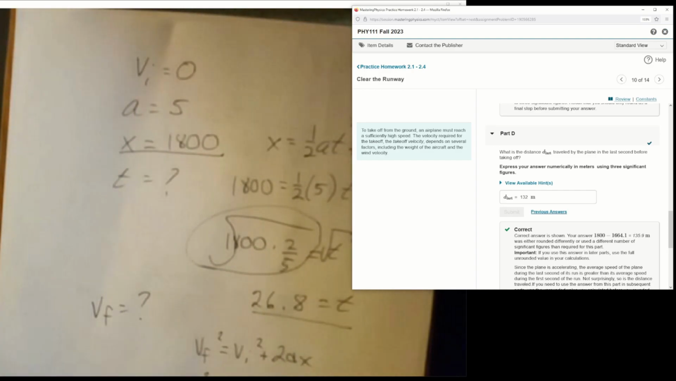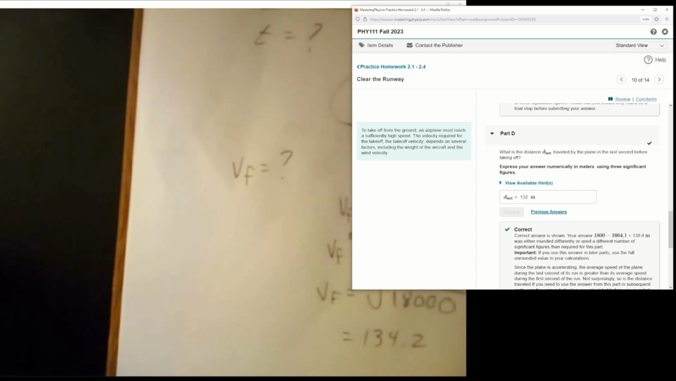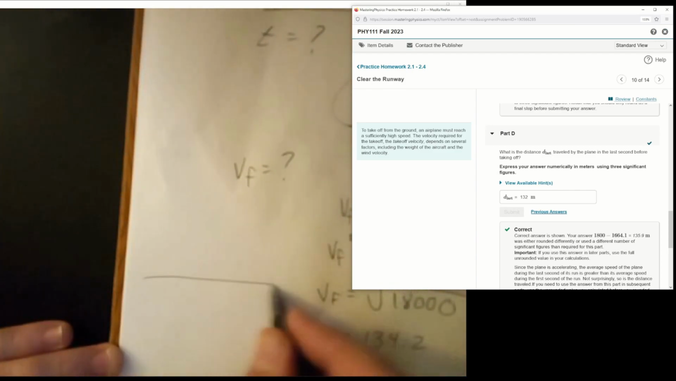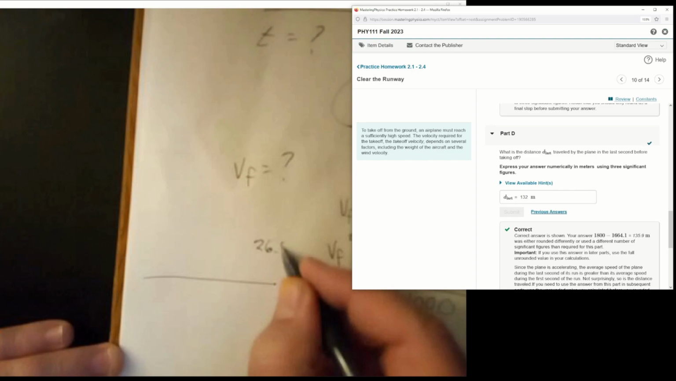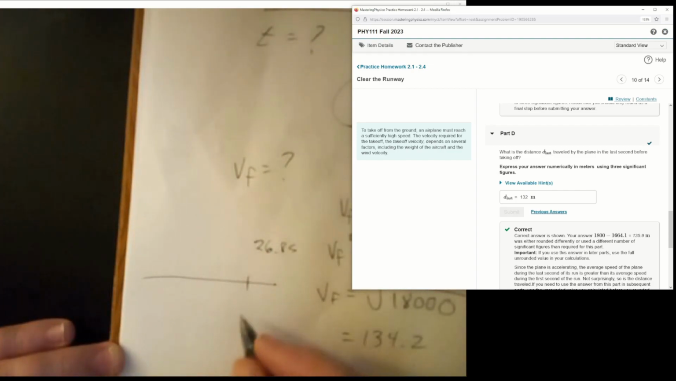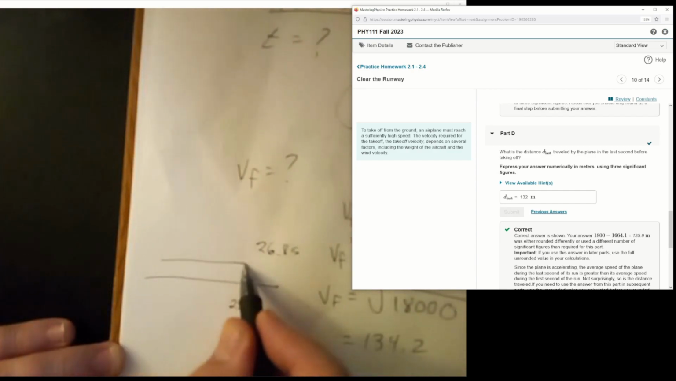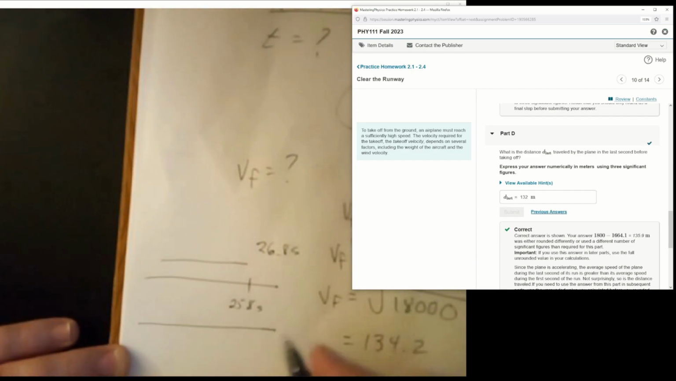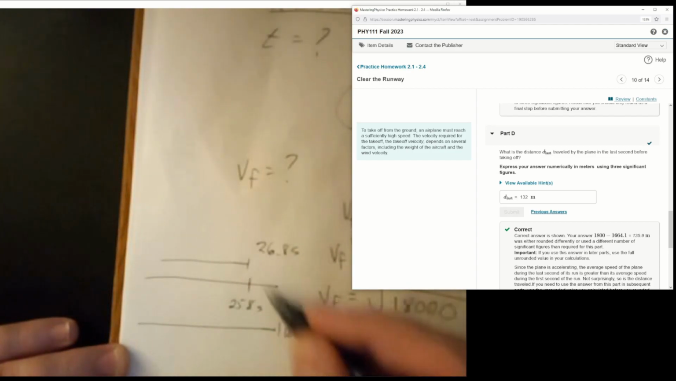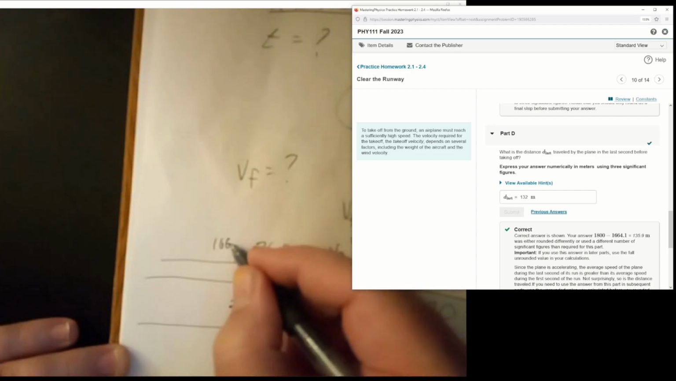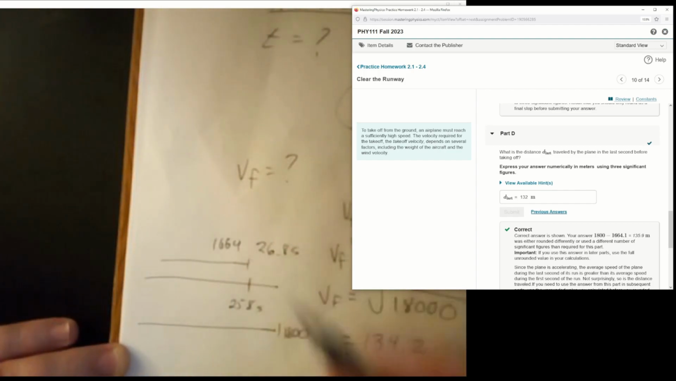So again, I wanted it in the last second. So the plane traveled an entire runway, 26.8 seconds. Then I figured out the distance for 25.8 seconds. I figured out this distance. And we already knew this distance was 1,800. And so we just had to subtract these two distances to get what that final answer was.